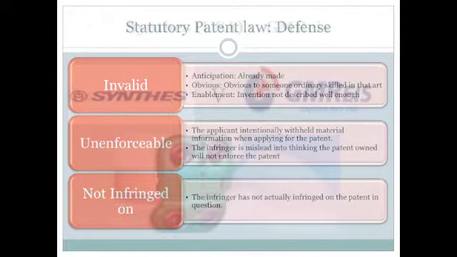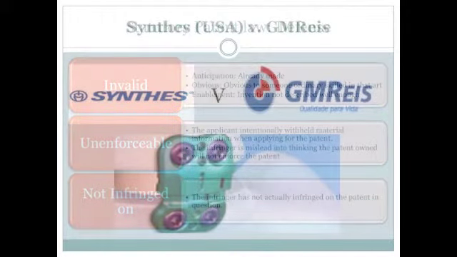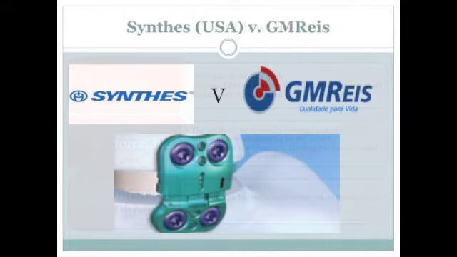The first case we're going to discuss is Synthes versus GM Dos Reis Jr. For the purposes of this case, we'll call them GM Reis. They're both medical device companies, the latter being a Brazilian manufacturer of medical devices. In this case, it has to do with patent infringement, and more specifically, the issue of personal jurisdiction when you have two companies from different countries.